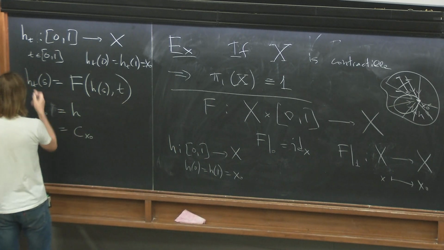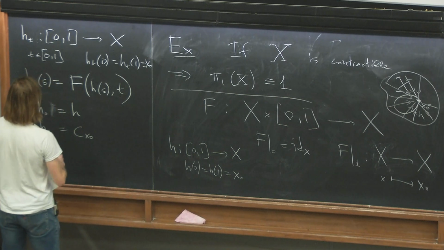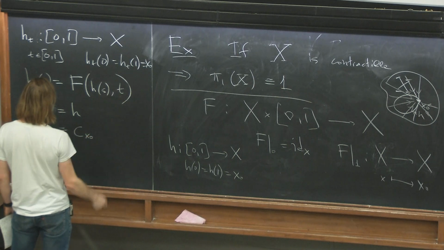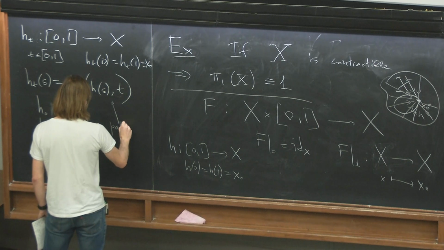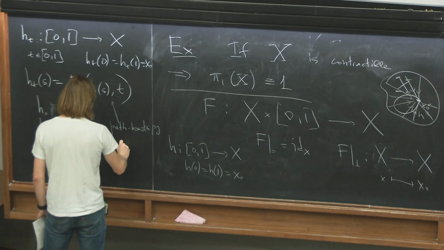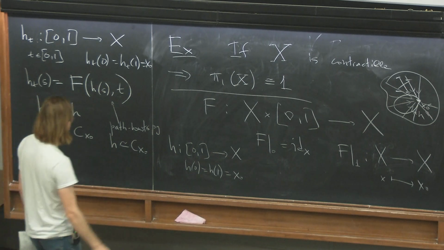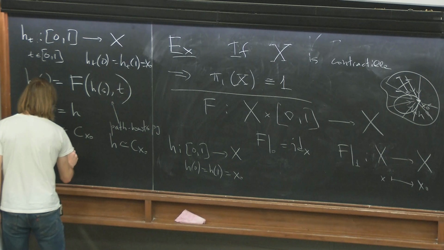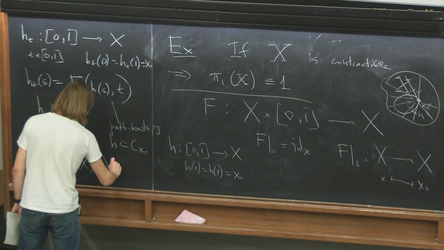So it follows that this function, as a function of two variables s and t in the interval, provides us a path homotopy which realizes the homotopy between H and C_x0. For an arbitrary loop, we show that it is homotopic to a constant loop, and it follows that the fundamental group is trivial.